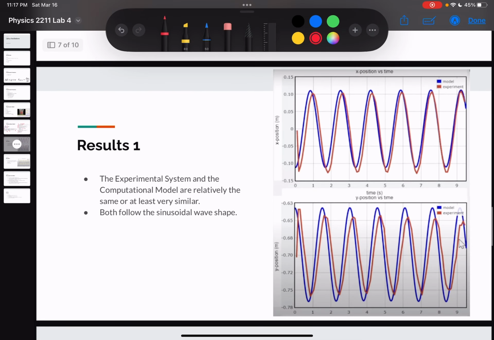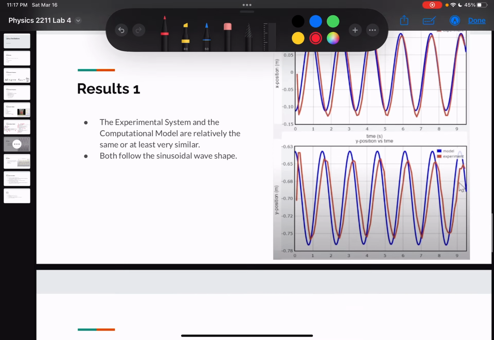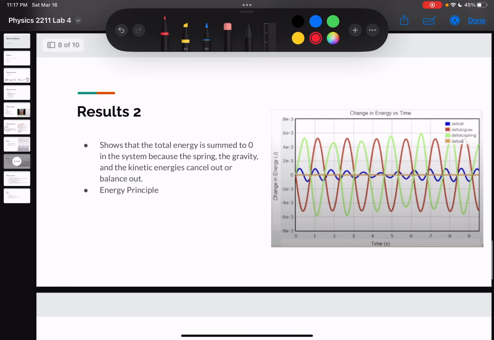So now our results, right? The first result is that the experimental system and the computational model are relatively the same because we have the wave-like, sinusoidal pattern, and that's what we're supposed to have. And then the second result shows that the total energy sums to 0, following the energy principle. This is in the system because the spring, the gravity, and the kinetic energies balance out, right? One goes up, one goes down, they balance out, and then the total energy is 0.